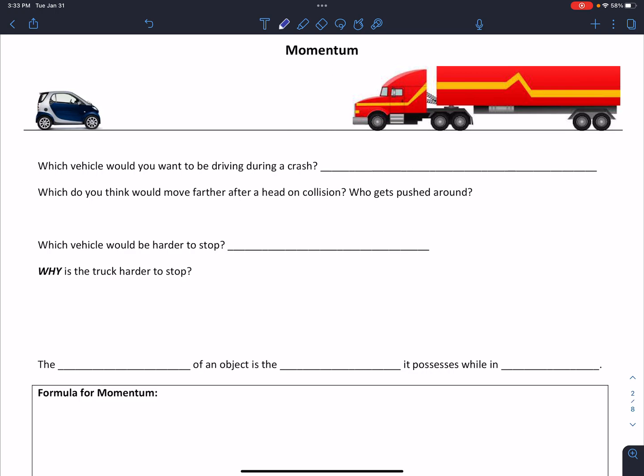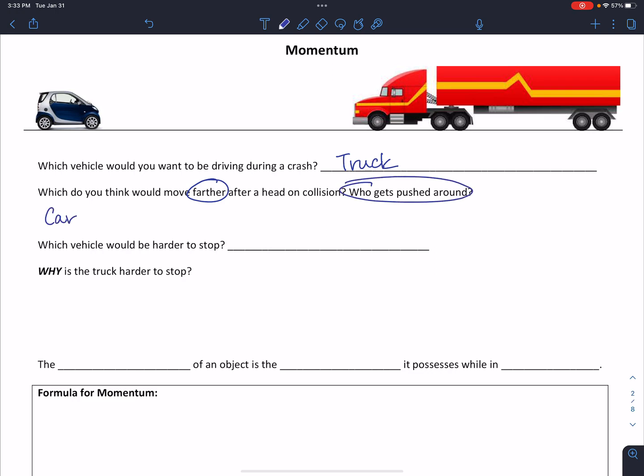All right, so to start, I have two cars here. Well, I guess one's technically a truck. I have a smart car, and then I have an 18-wheel semi-truck. So the question is, which vehicle would you want to be driving during a crash? And most people will say they want to be in the truck if the two are going to collide. All right, which do you think would move farther after a head-on collision? And this is a little bit tricky. I think the better question is the second one, who gets pushed around.